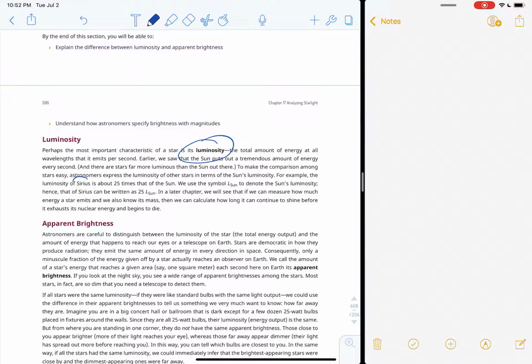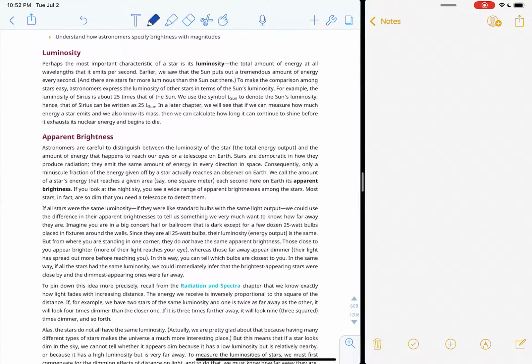Okay, so the luminosity is the intrinsic brightness of the star. For example, Sirius is 25 times brighter than the sun, so we use the luminosity of the sun as a new variable, and we say that Sirius is 25 times the luminosity of the sun. So obviously, Sirius is a tiny star in the sky, even though it's 25 times brighter than the sun. Its distance is the key here. It's so far away that it appears to be way less than 25 times brighter than the sun, and that's because of its apparent brightness.